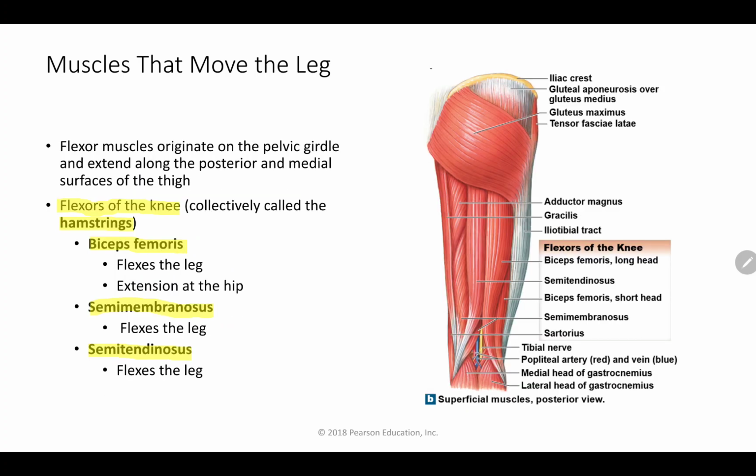Now, the flexors of the knee, right? These are going to help to flex the leg at the knee. These are going to be the biceps femoris, the semimembranosus, and the semitendinosus muscles. And these are commonly called your hamstring muscles, okay? Your hamstring muscles, okay? And that was the lecture midterm review, okay?